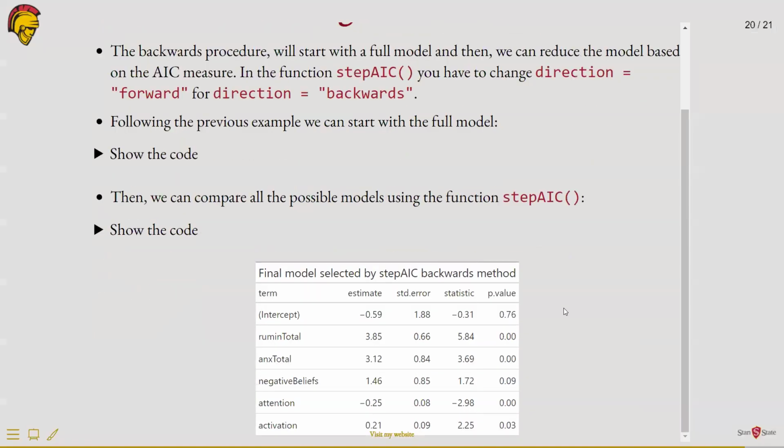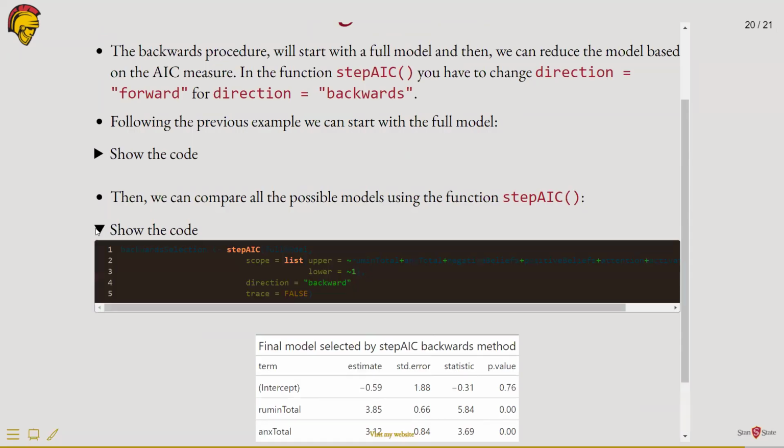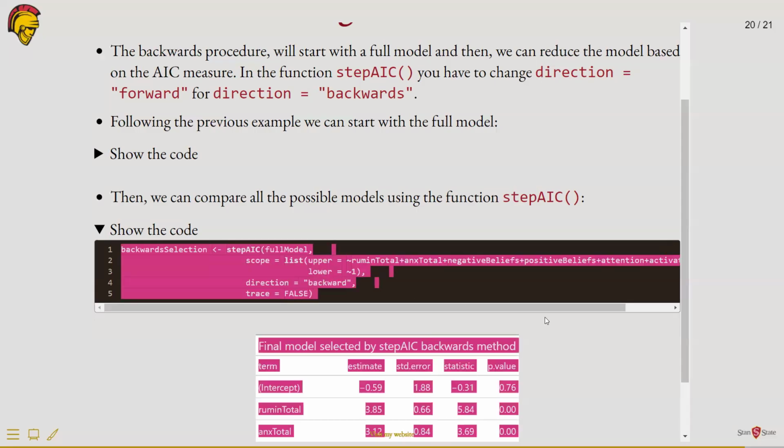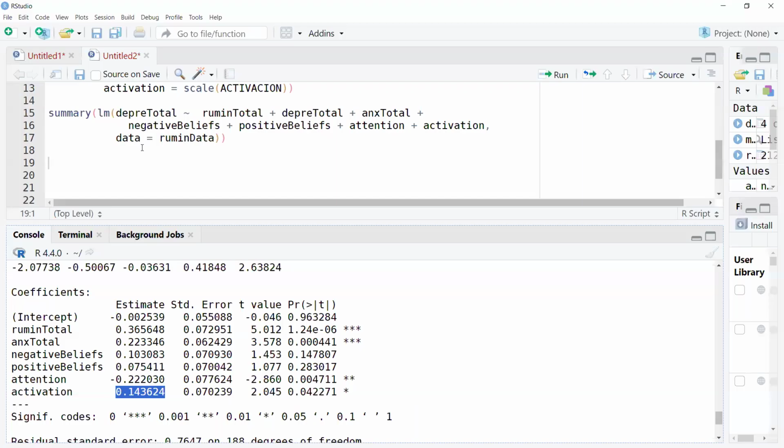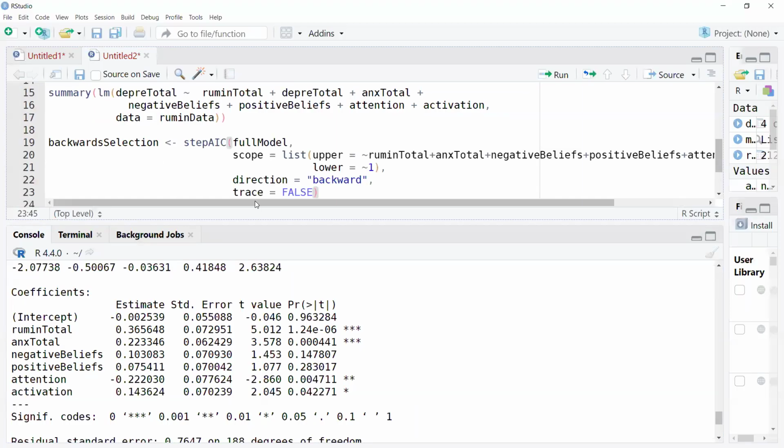Now, we can do the opposite. What we can do is start with a very big model and then select the model that is more parsimonious. And that's what I did in this example. Let me just highlight this because it's very dark. And in fact, let me show you the syntax here. This is clear.